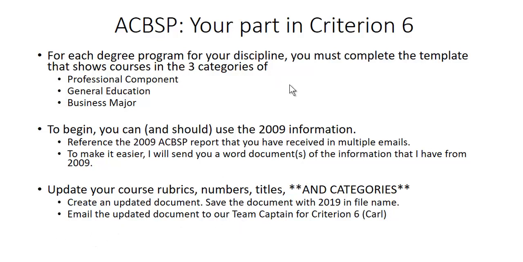Once you have that 2009 template saved with the current name, you're just going to update it. I'm going to show you how to do that with the course rubrics, the numbers and the titles, and then you're going to email it to our team captain for Criterion 6, and that's Carl. So Carl's going to look at it. He's going to determine if there's a mistake, anything else that needs to be updated. If so, he's going to send it back to you. We're not asking Carl to make all these changes. We need you to do that, okay? You're the expert of your degree program.